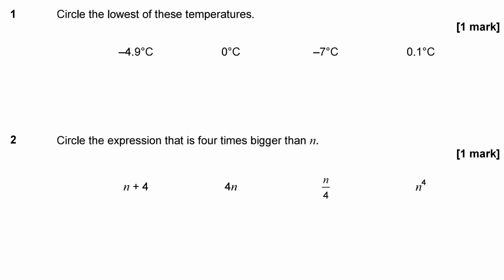Question 1. Circle the lowest of these temperatures. Well, the lowest one is going to be the most negative, and the most negative is -7. So it's that one.